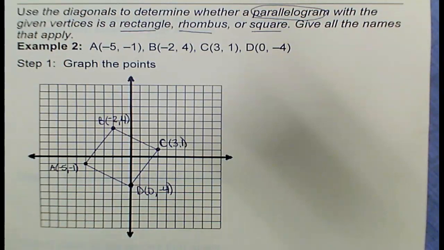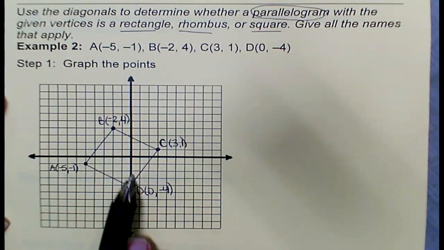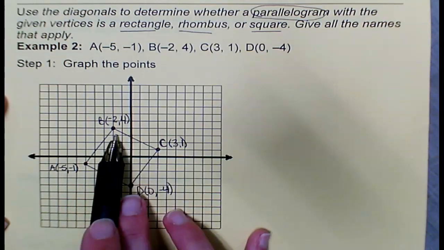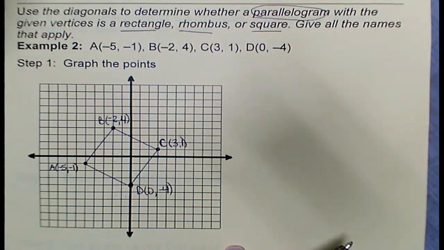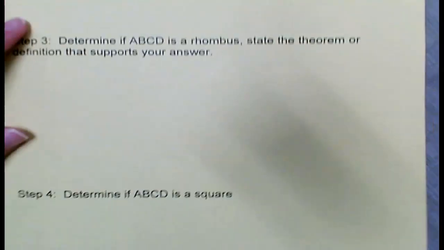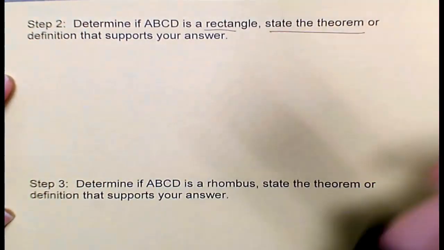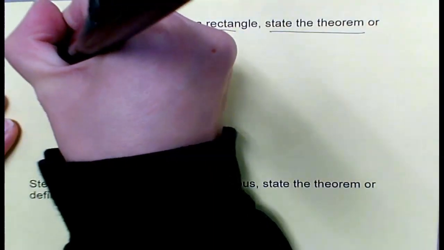So I need to be able to show either one right angle or the diagonals are congruent. To show the diagonals are congruent, I'd have to do the distance formula twice. To show that this is a right angle, or that really any of these are right angles, I would have to compare their slopes, because I would want the two segments to be perpendicular. And I like to compare their slopes a little bit more than I like to do distance formula. So, step two, if I'm determining it's a rectangle and stating my theorem, then I'm going to go ahead and calculate the slopes here. So first I'm going to find the slope of segment BA.